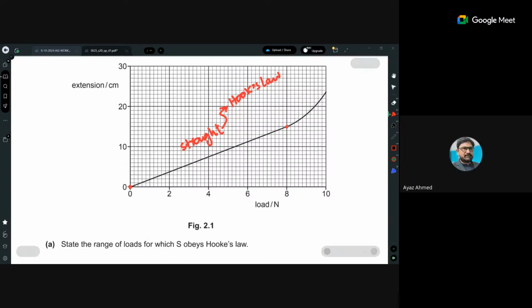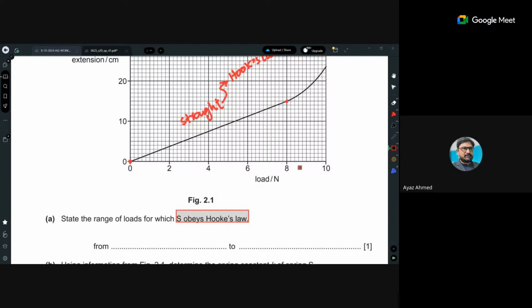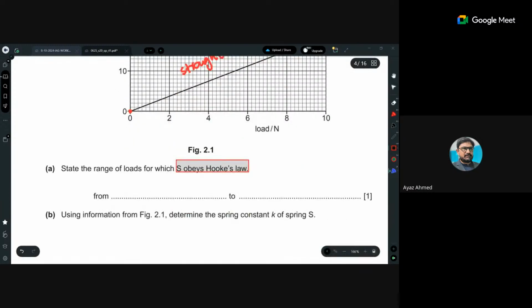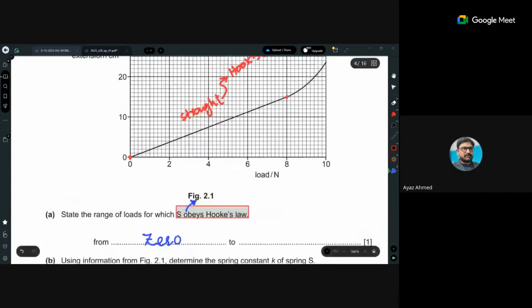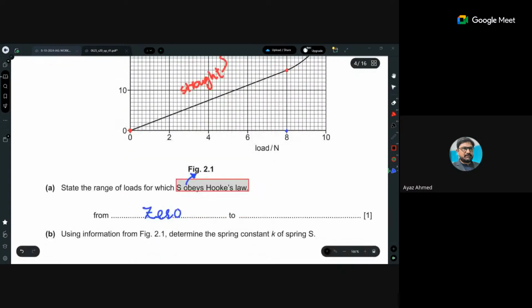Okay. State the range of load for which it obeys. So, what is the range of the load? Load is mentioned on the x-axis. So, you must write that it is from 0 to 8, right? If it did not obey Hooke's law, then it would start from 8 to 10. But because it obeys Hooke's law, we have to write from 0 to 8 Newton. Is it clear to you? Yes, sir. Got it.